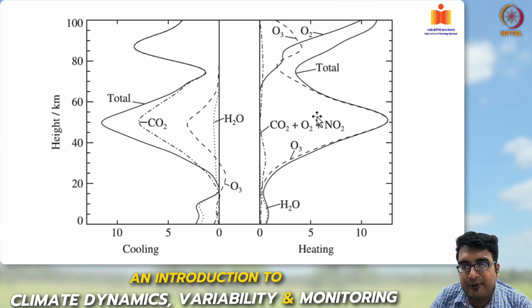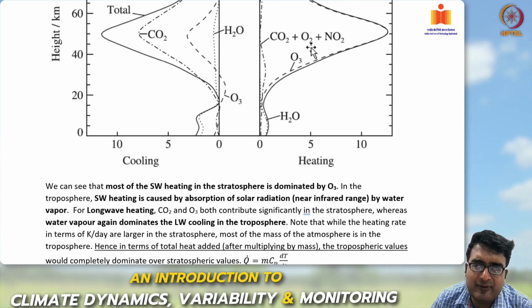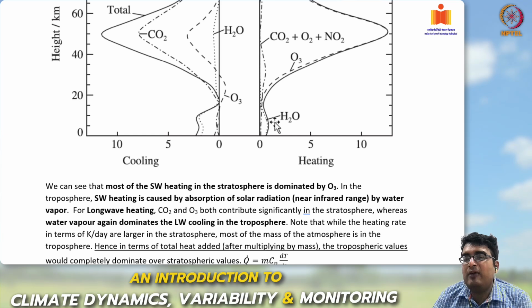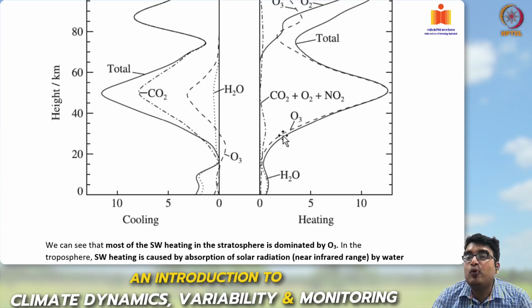Firstly, this is the shortwave case. The total is the solid line. The dotted is the water vapor contribution. The dashed is the ozone contribution, and the dash-dot is basically the CO2 and NO2 contribution. Oxygen does not contribute significantly, but it does in some cases. So in the troposphere, most of the shortwave heating effect is coming from the water vapor contribution. So water vapor is the primary absorbing species of shortwave radiation in the troposphere. In the stratosphere, ozone, as you would expect, is the primary absorbing species of shortwave radiation.